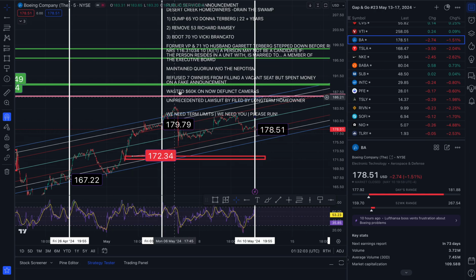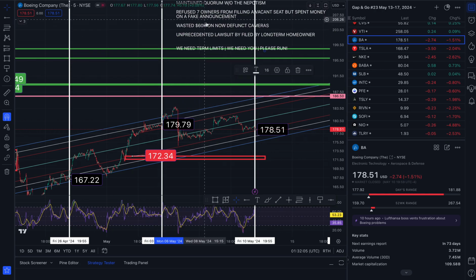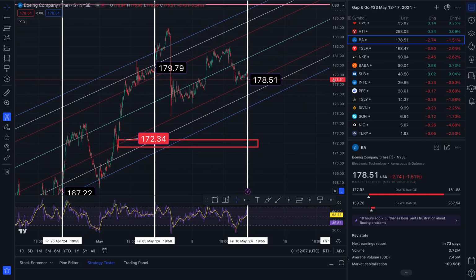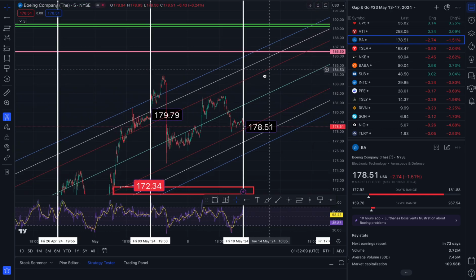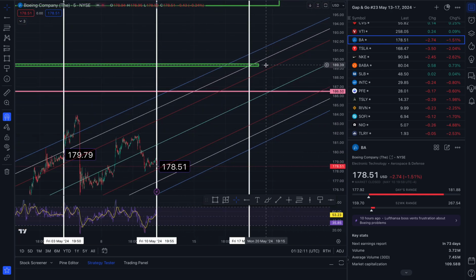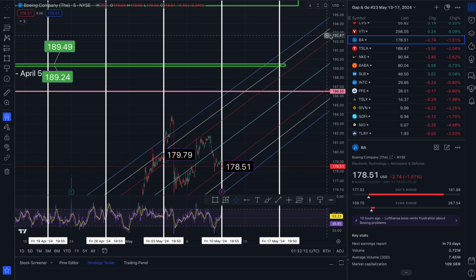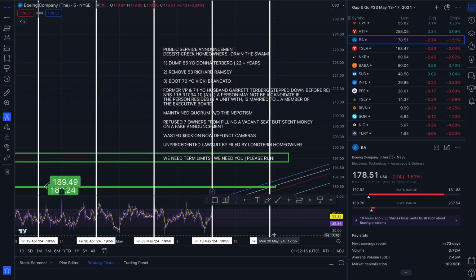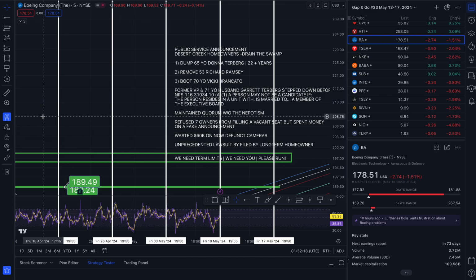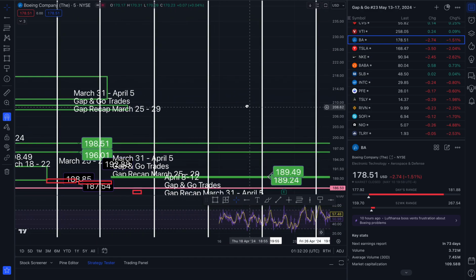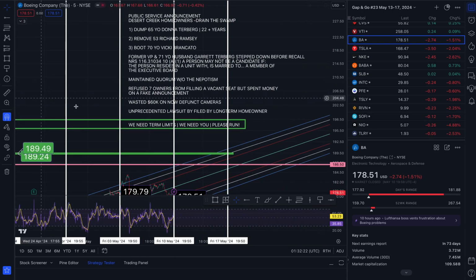I think that is it for the gaps to the north side. This is the baby gap I'm tracking up to 189.49. And then after that will be 198.51. So let me mark that out. 198.51. I just use the up and down arrow because I'm clicked on this. All right.